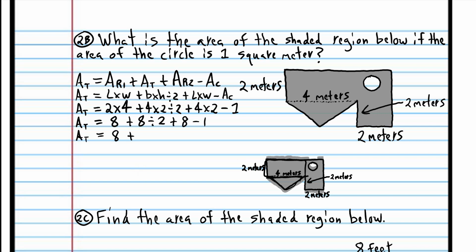So now we have to do division first. 8 divided by 2 is 4. And again, you can show every step if you want to, but we don't have time for that. So 8 plus 4 is 12. And again, we have subtraction and addition, so we have to move left to right. And we get 20 minus 1. And finally, the area total is 19. And we have to put square meters. So there you go.